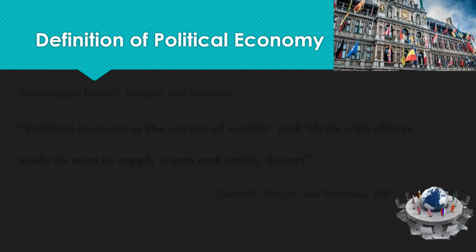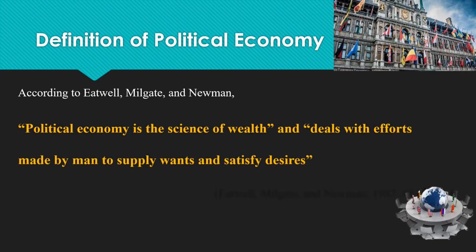According to Eatwell, Milgate, and Newman, political economy is the science of wealth and deals with efforts made by man to supply wants and satisfy desires.